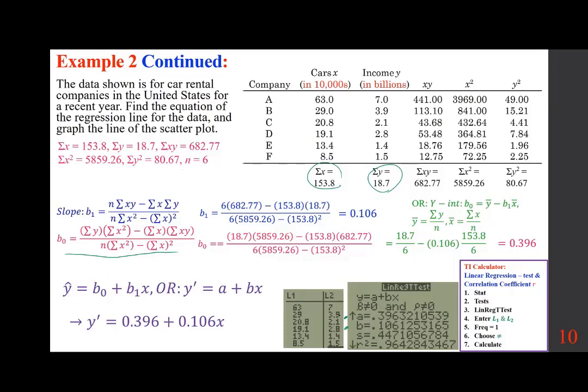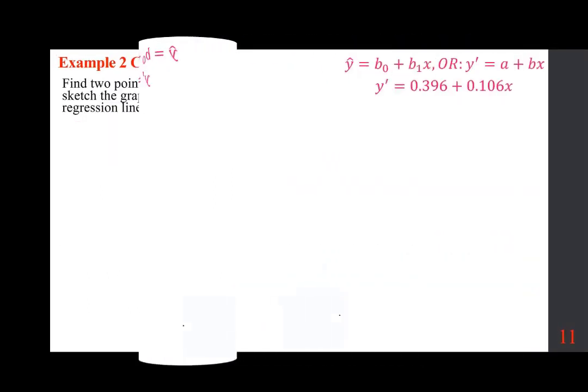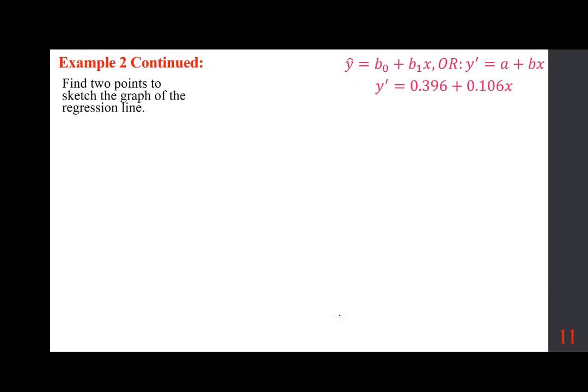The next thing we want to do, we want to go with the scatter plot. Remember the formula we just came up with, it's 0.396 plus 0.106x. To plot any pair, if you remember in algebra, any line in algebra, you need two pairs. All you need is two pairs. So any x value between 10 and 60 will do the job.